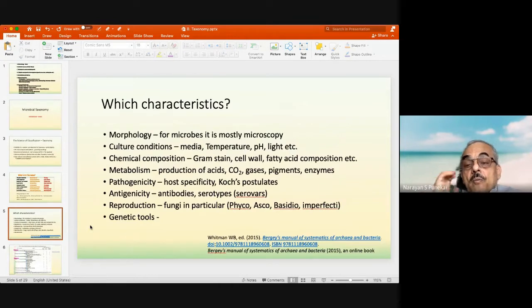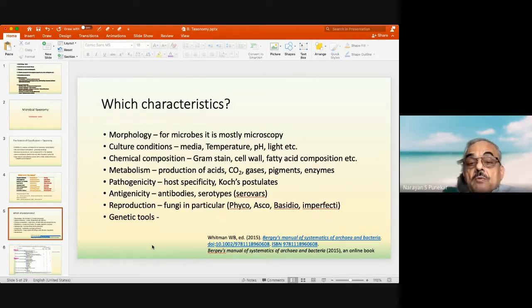All right. So when you do taxonomy, when you classify organisms based on their features, what are the characteristics that you use to classify them? First of all, microbial classification has a very, very long history, hundreds of years, not just the last few years. In fact, the earliest taxonomy of bacteria was done and compiled in something called Bergey's Manual of Systematic Bacteriology.